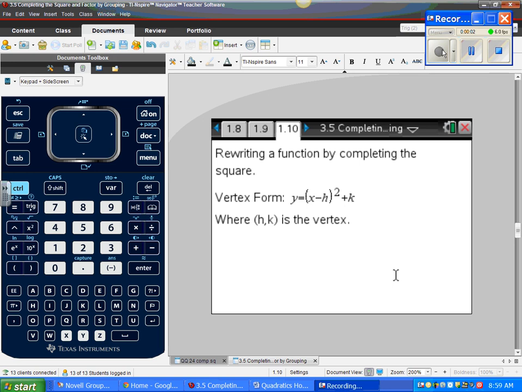Okay, so we left off yesterday. We learned how to complete the square. So we're going to take it a little bit further now, and we're going to use completing the square to take a quadratic and put it into vertex form. You guys remember what vertex form is?